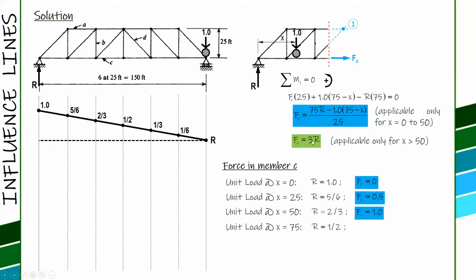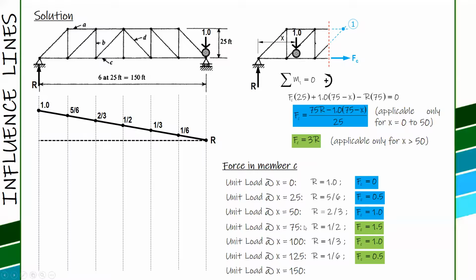So, 1 half times 3, that's 1.5. And then at 100, the reaction is 1 third. 1 third times 3, that's 1. And then for 125, the reaction is 1 over 6. Substitute: 1 over 6 times 3, that's 1 half. And then last, when x equals 150, R is equal to 0.